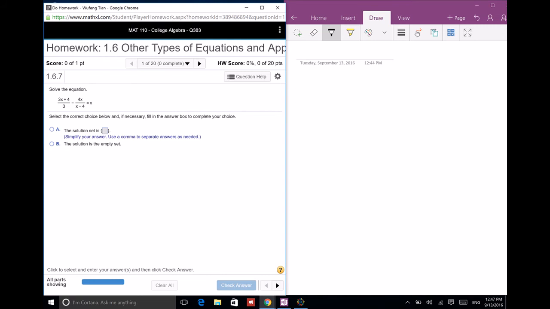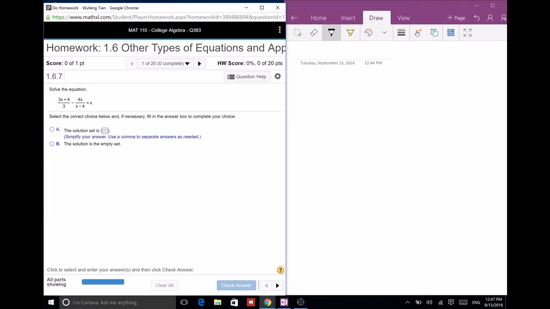Basically, it has what we call radical equations or rational equations. If you took Math 105 before, I think some of you should have this material covered as well. So the first one is a rational equation.